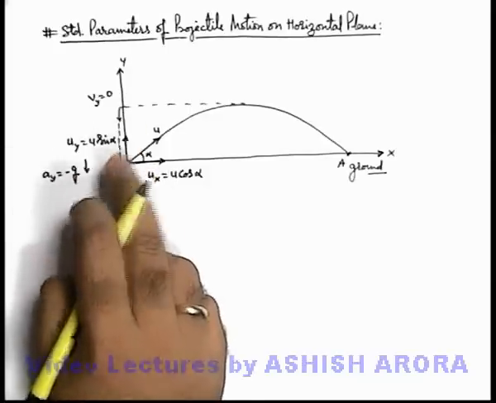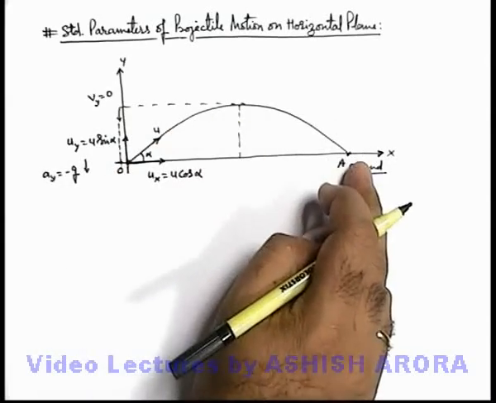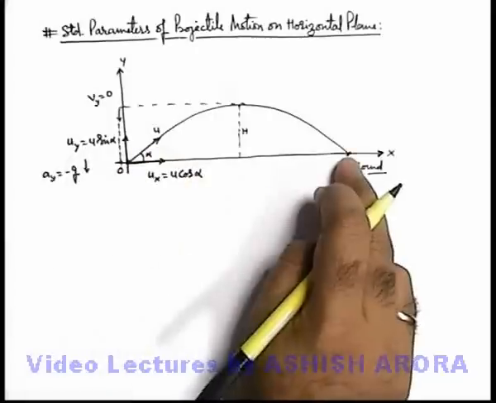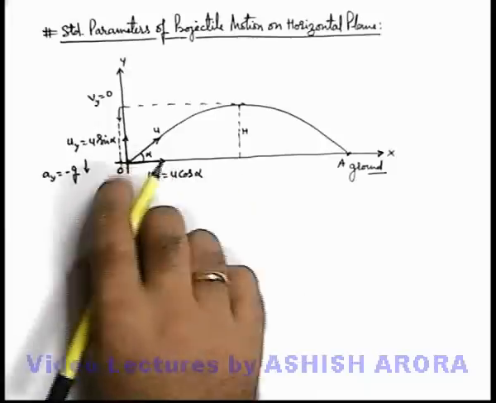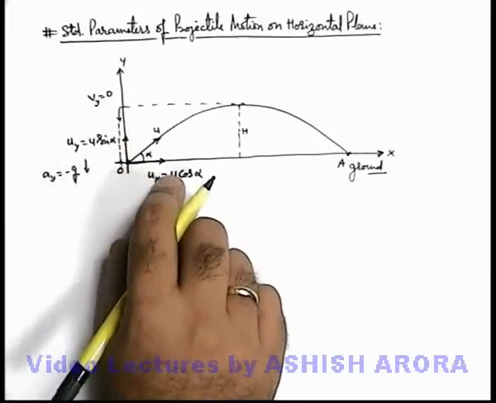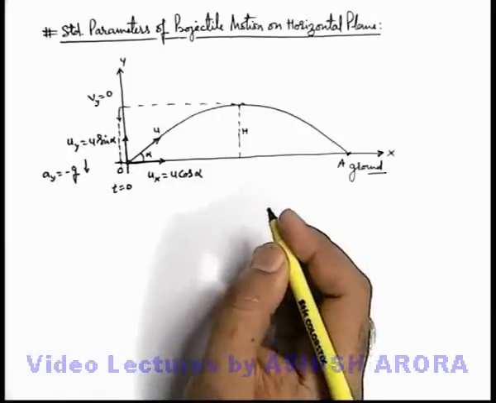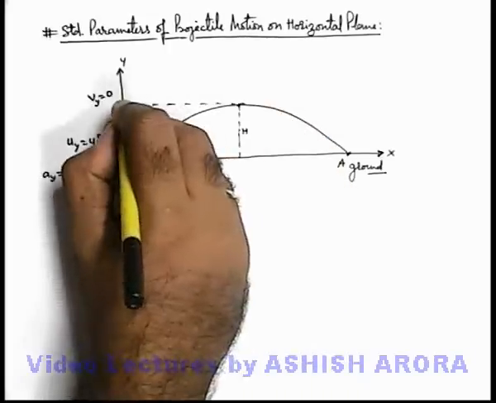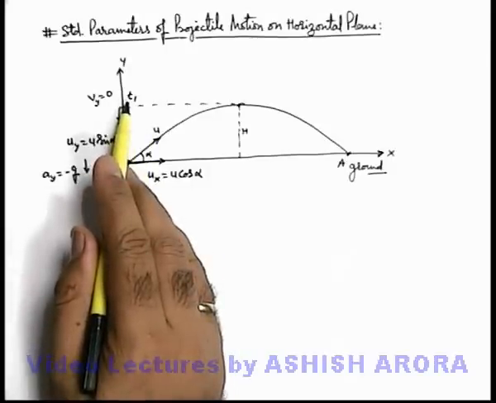In this motion, we can calculate several parameters like the total time under which it was in motion, the maximum height attained by the projectile, and the range of this projectile, that we can analyze by using x and y directional rectilinear motions. Like at t equals to 0, if the particle was started, if we wish to calculate the time taken by the particle to reach the maximum height, say this is t1. So we can very easily calculate the value of t1.